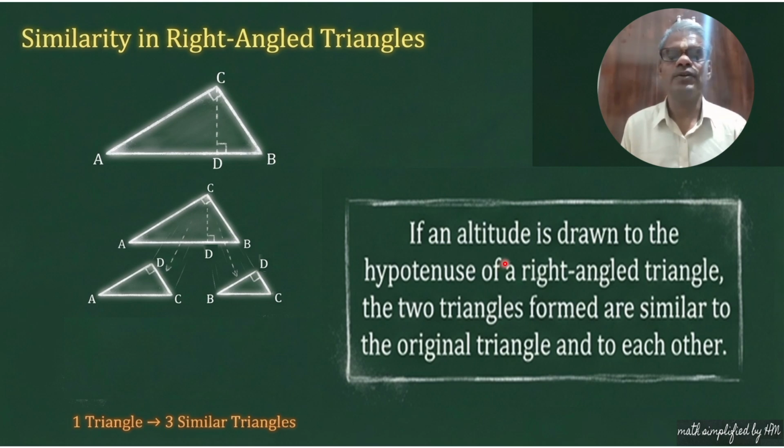If an altitude is drawn to the hypotenuse of a right angle triangle, the two triangles formed are similar to the original triangle and to each other. That means in a right angle triangle, if an altitude is drawn to the hypotenuse, then the two new smaller triangles formed are similar to the original large triangle and they are also similar to each other.